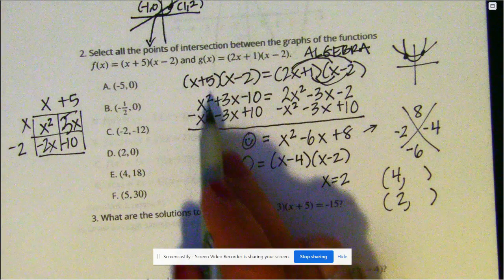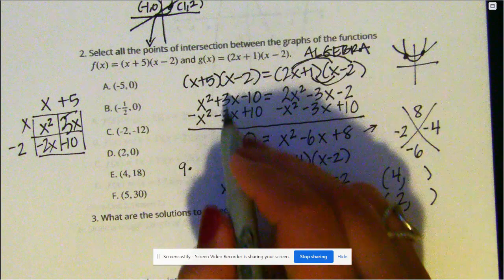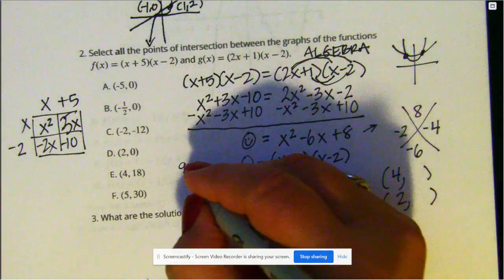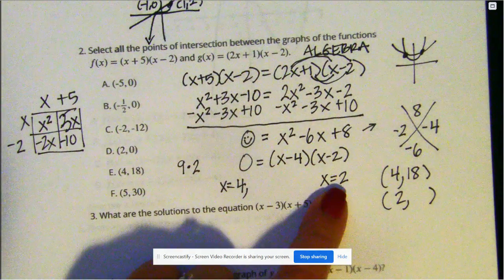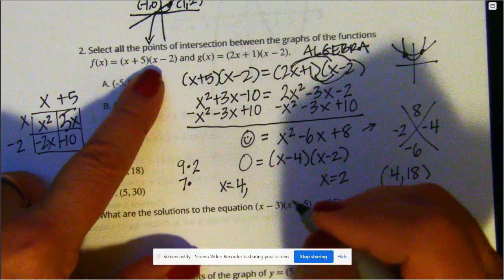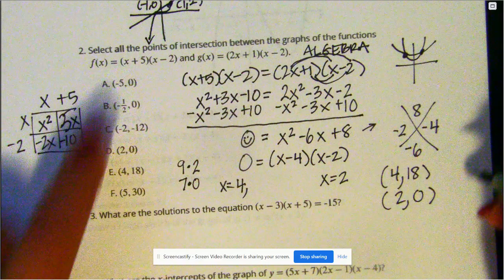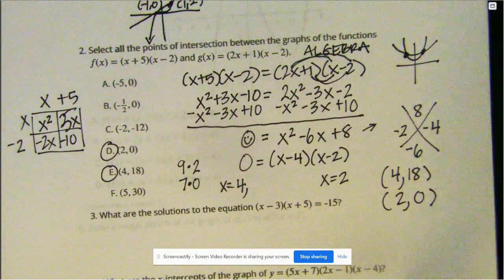If I put a 4 in there, 4 plus 5 is 9 times, if I put a 4 in there, 4 minus 2 is 2. 9 times 2, that's how you get the 18. Now put a 2 in. 2 plus 5 is 7 times 2 minus 2 is 0. 7 times 0, 0.